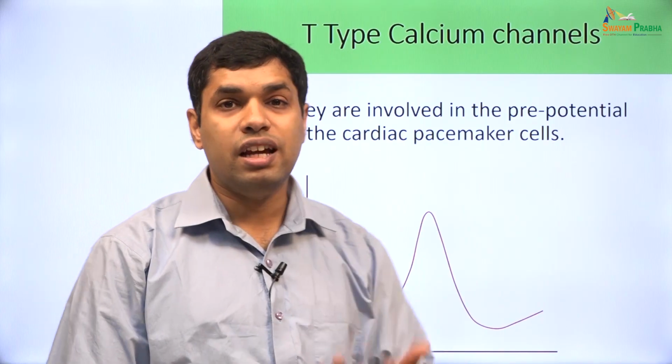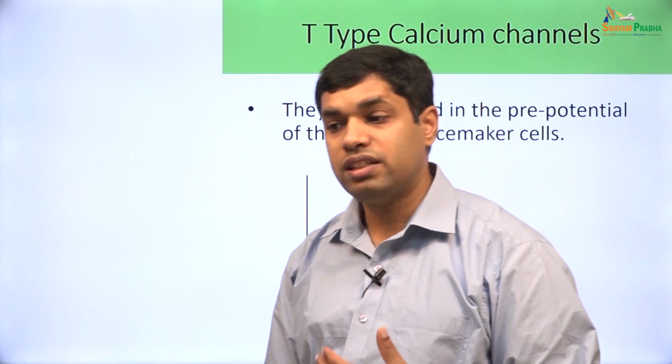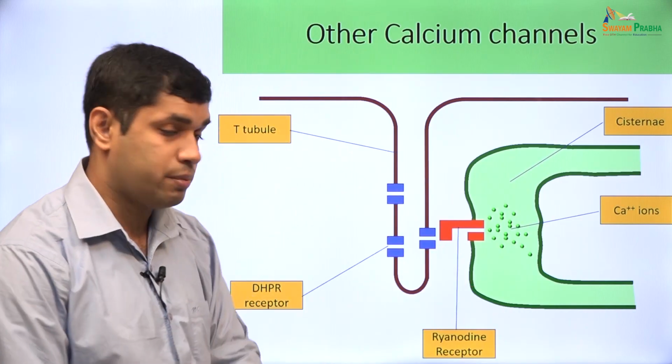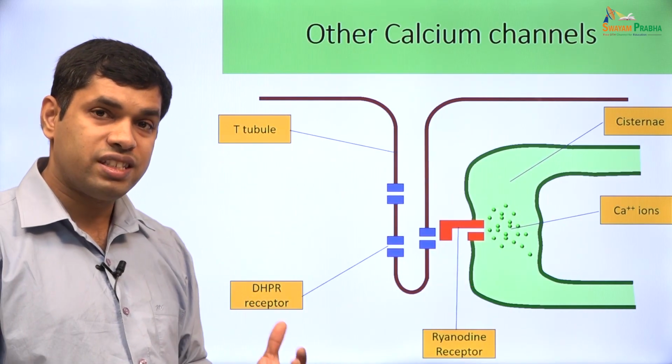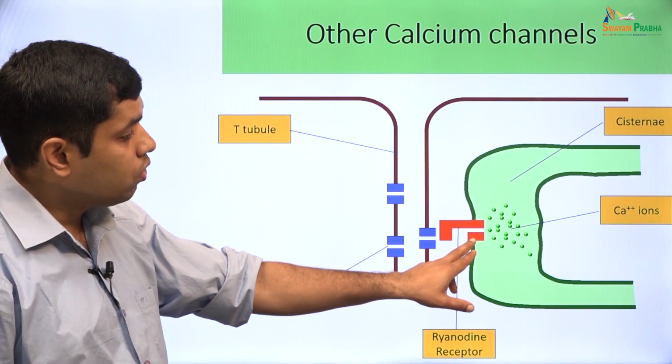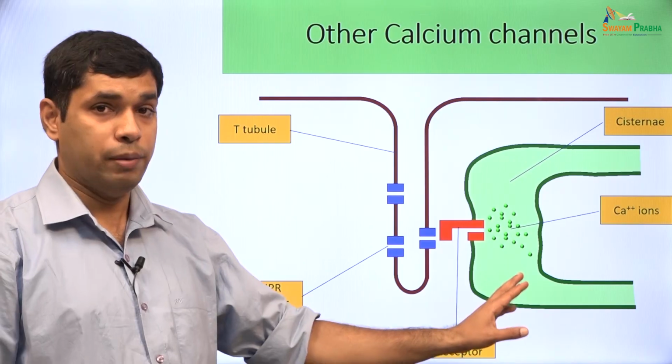Now, what about the other calcium channels? Now, let's discuss a few other important calcium channels, and one of them is the ryanodine receptor. Now, the ryanodine receptor is a receptor that is seen on the sarcoplasmic reticulum.